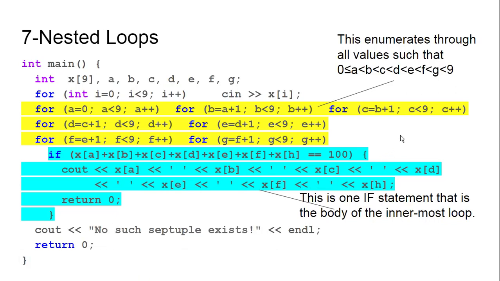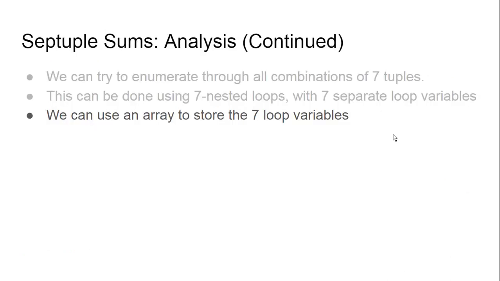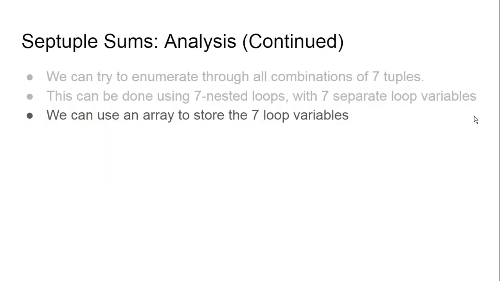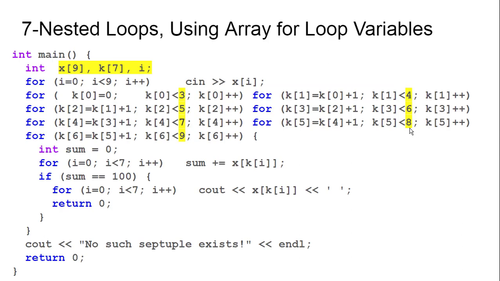Okay, so this code works, but now, instead of having 9 different variables, we're actually using 7 different loop variables. So in fact, we can use an array to store the 7 loop variables. So maybe you want to think a little bit about how to do that. I guess just spend a couple of minutes thinking about it, and then let's look at this code.